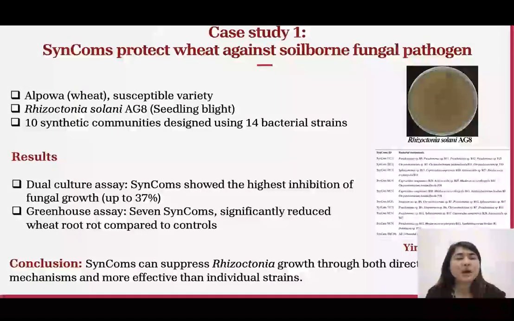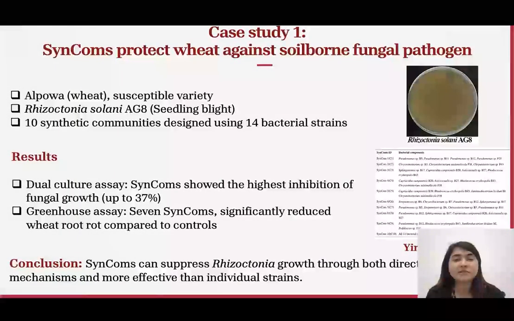I will be talking about two case studies. The first one is done by Yin et al., harnessing synthetic microbial communities, SynComs, to protect wheat seedlings from the soil-borne fungus Rhizoctonia solani. They began with the Aploa wheat variety, which is highly susceptible to seedling blight. From healthy wheat rhizosphere, they isolated 14 bacterial strains. Using those isolates, they designed 10 different SynComs.